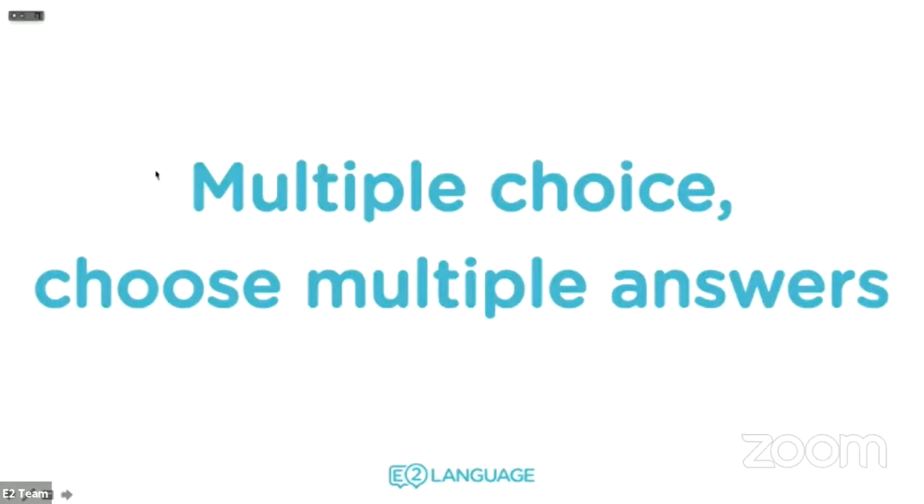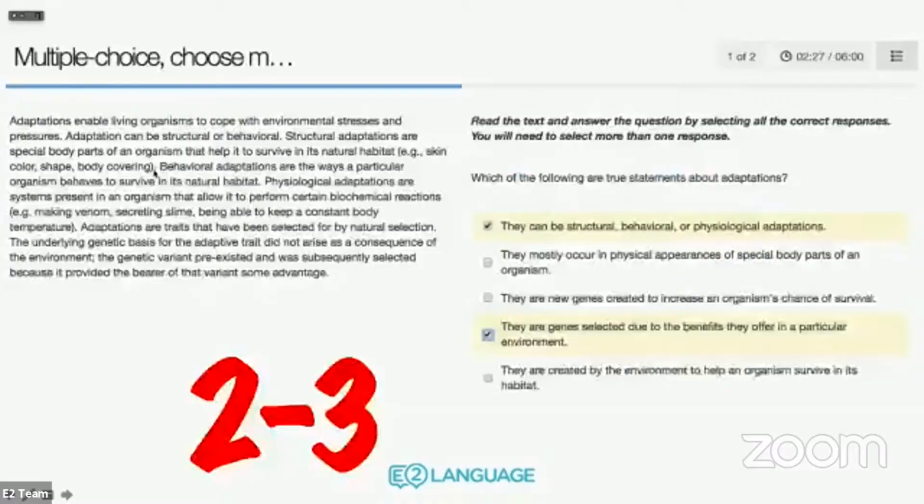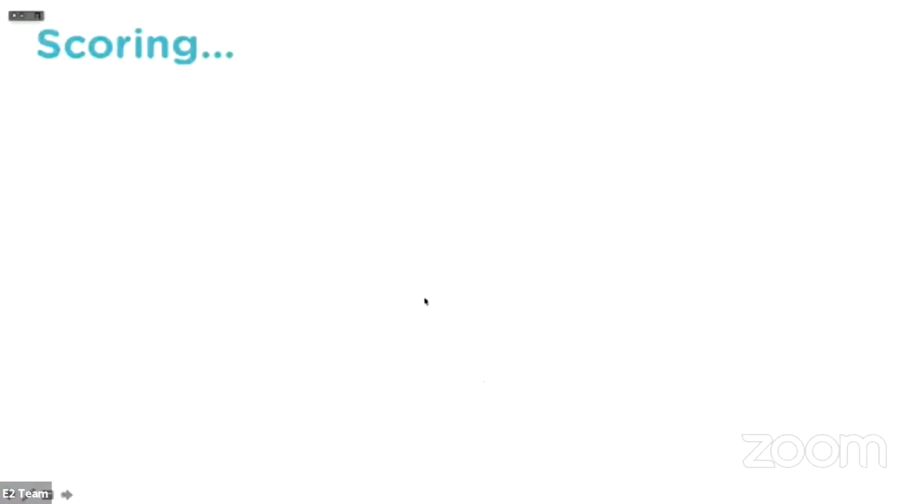Let's do multiple choice, choose multiple answers. It looks very similar, except what you'll notice is that there are squares here, not circles. And what you can do in this one is you can tick more than one.